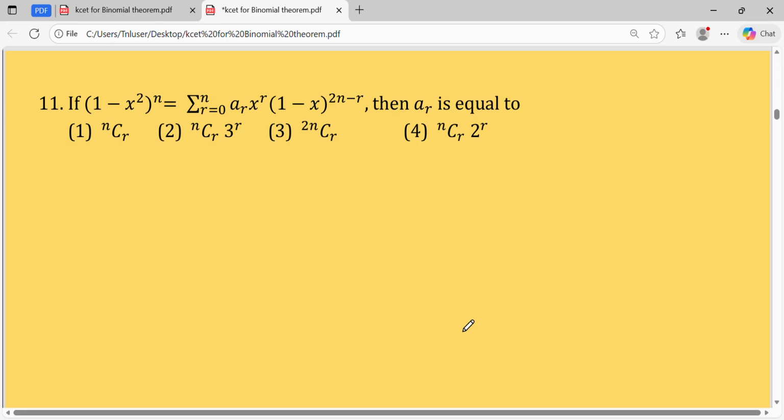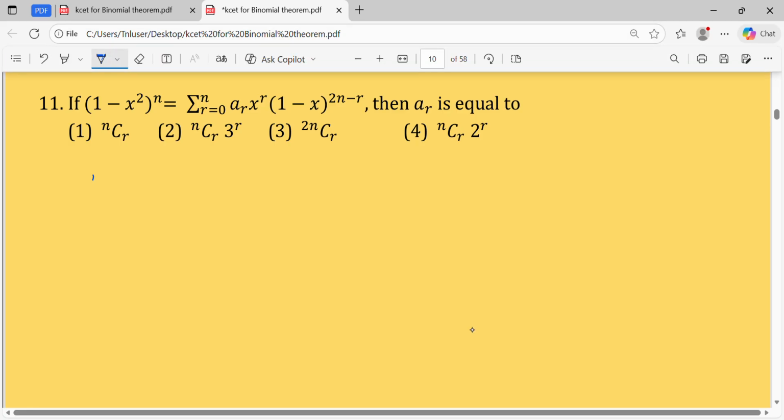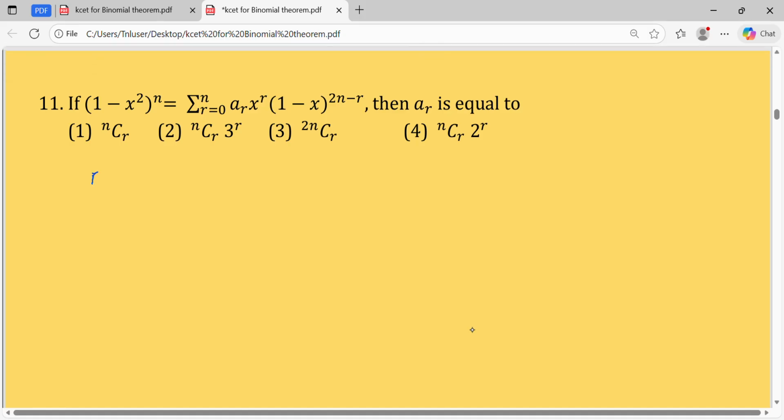So 11th question. If (1 minus x square) whole power n is equal to sigma r equal to 0 to n, ar into x power r into (1 minus x) whole power (2n minus r). From this, find out what is the ar value.